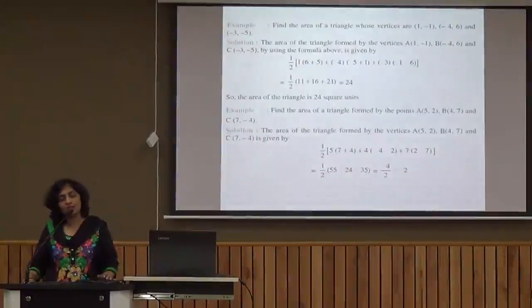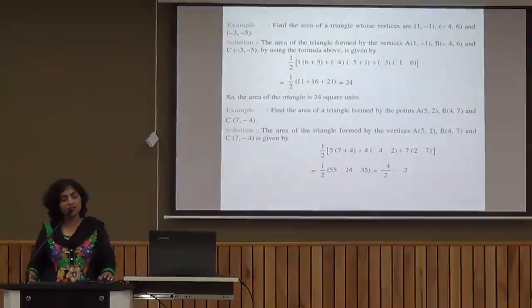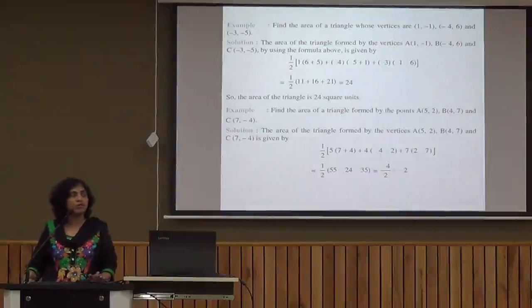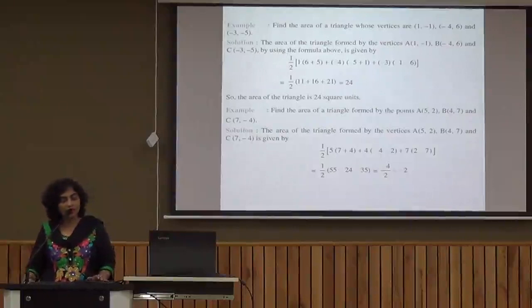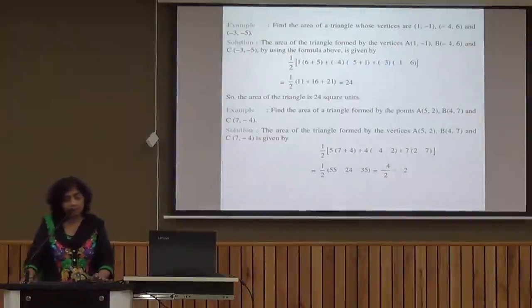We have to find the area of the triangle whose vertices are (1, -1), (-4, 6) and (-3, 5). So we take the first coordinate as A, the second as B and the third as C. And using the formula, we get half into 1 into (6 plus 5) plus -4 into (-5 plus 1) plus -3 into (-1 minus 6). Solving this, we get the area of the triangle as 24 square units.